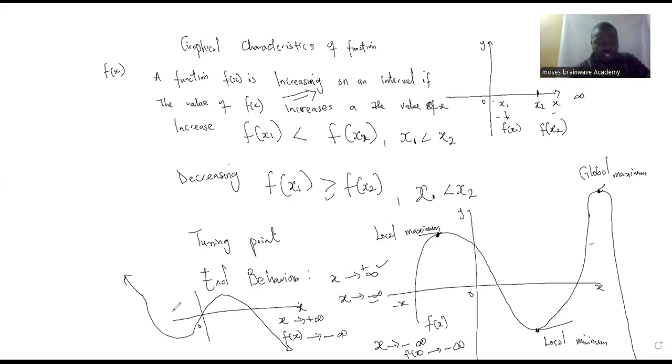Similarly, if I'm talking about the left-hand side, I can say as x is going towards negative infinity, because this is the negative part of x, the function f of x is going toward positive infinity. So that is how we consider the end behavior. As x goes to the extremes, you consider the end behaviors. So that is that about end behaviors.